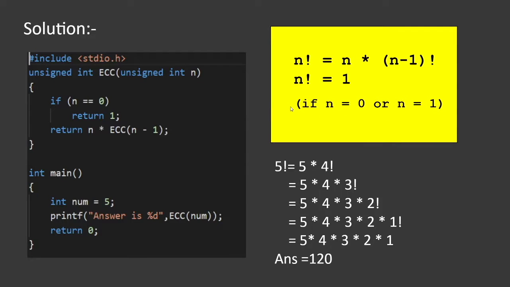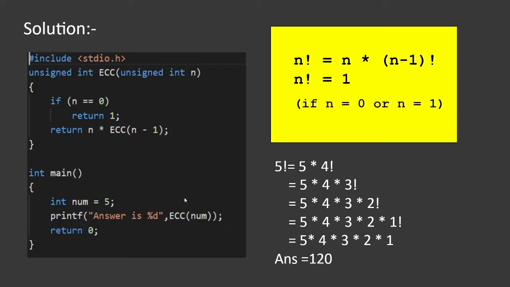Now we will see how we can actually solve this problem through our program. Firstly, here you can see I have made one function for ECC called ECC. So n equal to 0 is our base condition. If n equal to 0, the condition is true, then we will simply return 1. Why? Because 0 factorial is equal to 1. And for all other integers, we will return n into ECC of n minus 1. All the terms such as n minus 2, n minus 3 up to n are all included in this.